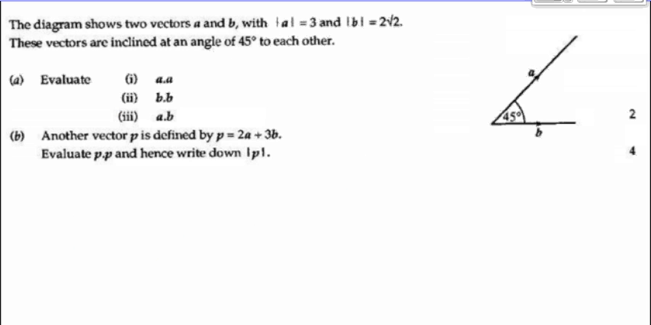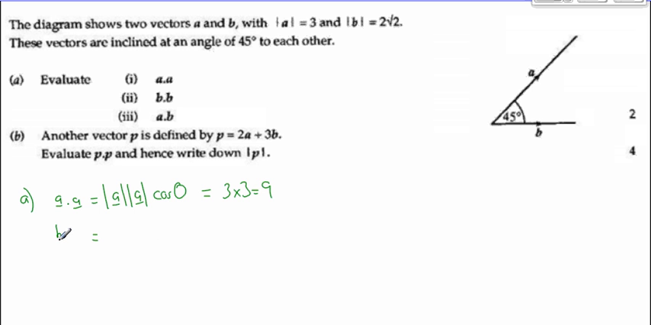This one here slightly more complicated. Okay, in part A, we're evaluating A dot A. Now, as we've seen in the last question, A dot A is always going to be the magnitude of A times the magnitude of A times cos of 0, which is always 1. So the magnitude of A is just 3, so 3 times 3 is 9. Okay, and I'm going to put that here. So 3 times 3, which is 9.